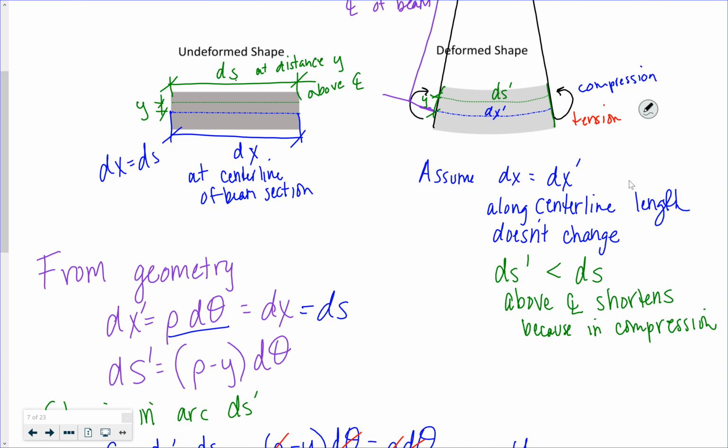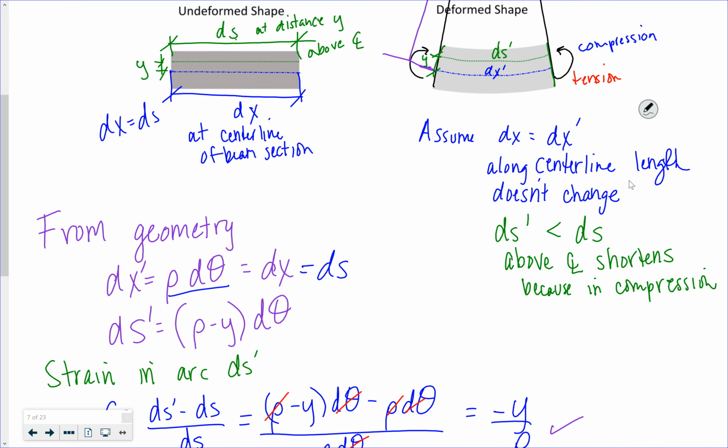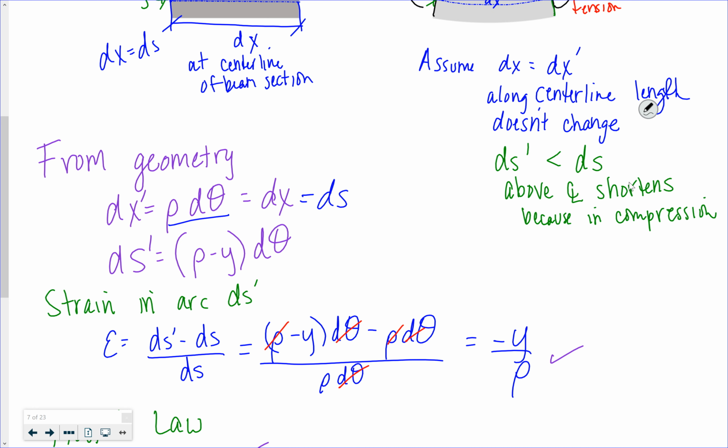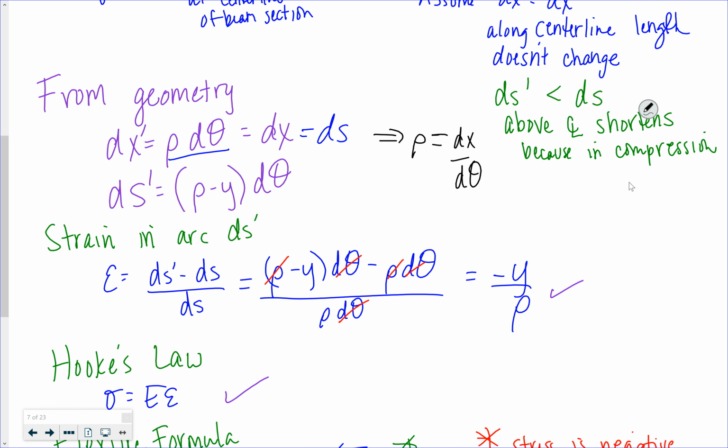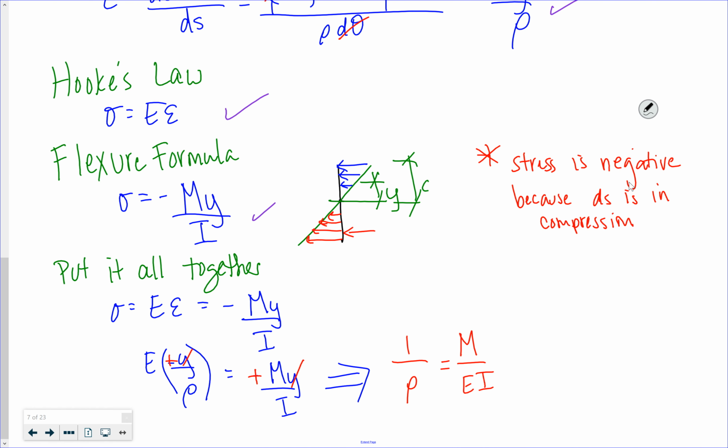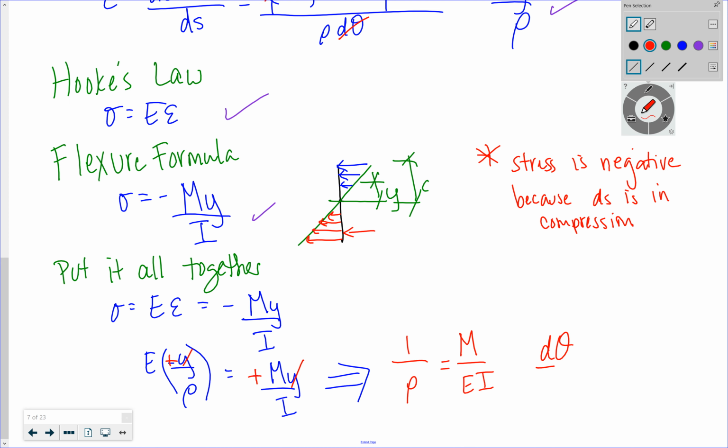Now let's see, what else was I going to look for? Using this equation, I can solve for rho. Rho equals d theta over, I'm sorry, dx over d theta, right? Yeah. Rho equals dx over d theta. So 1 over rho is d theta over dx. So d theta over dx equals M over EI.